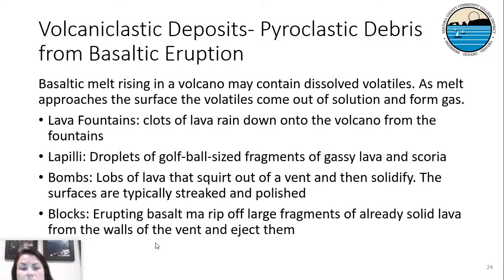And blocks are erupting basalt masses that are ripped off from larger fragments of already solid lava from the walls of the vent. And then they get ejected. So blocks are quite large.